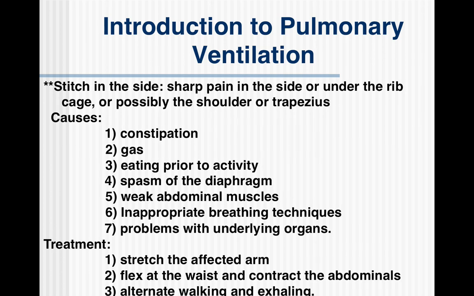Stitch in the side is a cramp-like pain that develops under the left or right rib cage. Some athletes will experience pain in the related shoulder or trapezius muscle. There are a variety of causes for this condition that include constipation, gas, eating prior to activity, and spasm of the diaphragm because of poor conditioning. Weak abdominal muscles, inappropriate breathing techniques, and issues with the underlying organs may also be the cause.